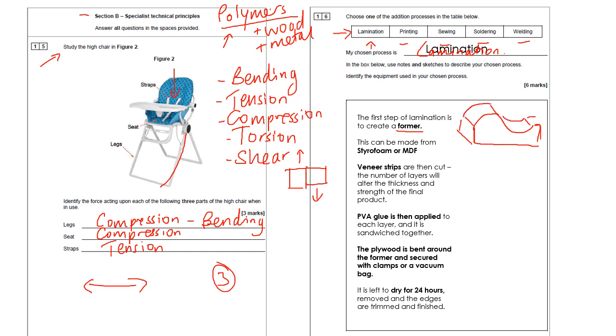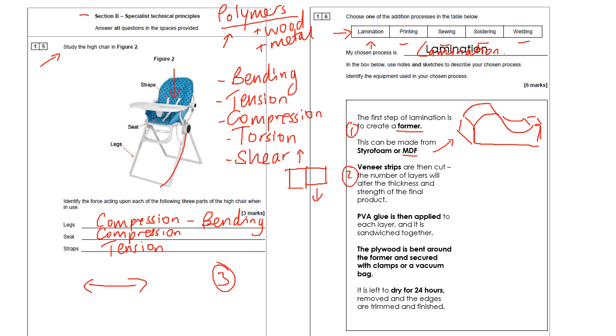So I'm trying to draw that in 3D for you. Imagine that's a piece of styrofoam that's been created to the shape that we want our plywood to take. And like I said, it could be styrofoam or it could be MDF, so it's made from quite inexpensive materials. So that's step 1.